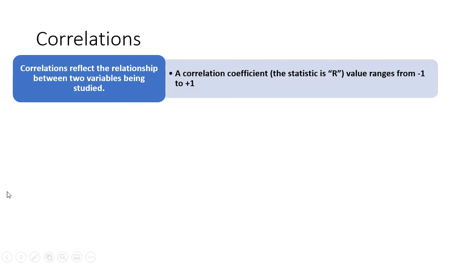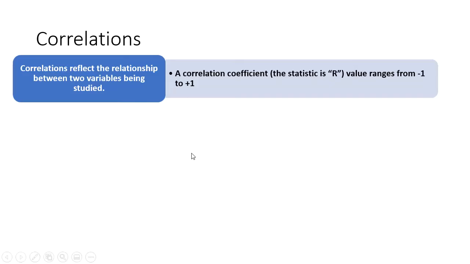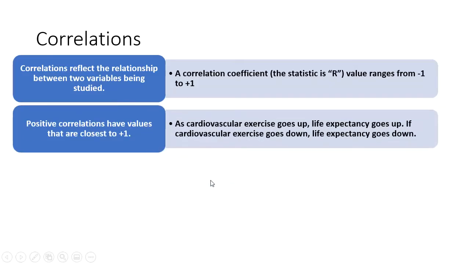So you may be asking, well, what is a positive correlation and what is a negative correlation? So let's go ahead and answer those questions. A positive correlation means when variable one goes up, variable two goes up. And when variable one goes down, variable two goes down. They go in the same direction. Here's a great example. The more you exercise, the longer you are likely to live. The less you exercise, the shorter you're likely to live, right? So as cardiovascular exercise increases, life expectancy increases. As cardiovascular exercise decreases, life expectancy decreases.